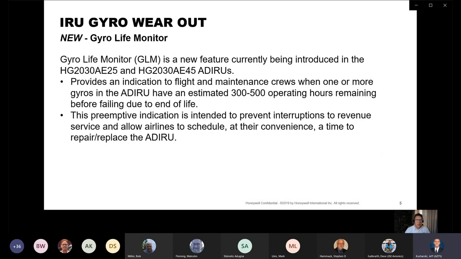Note that for certain Airbus ADRUs, there is a new feature that's available called the Gyro Life Monitor. The Gyro Life Monitor is currently being introduced in the HG2030 AE25 and HG2030 AE45 ADRUs. It provides an indication to flight and maintenance crews when one or more gyros in the ADRU have an estimated 300 to 500 operating hours remaining before failing due to end of life. This preemptive indication is intended to prevent interruptions to revenue service and allow airlines to schedule, at their convenience, a time to repair or replace the ADRU.